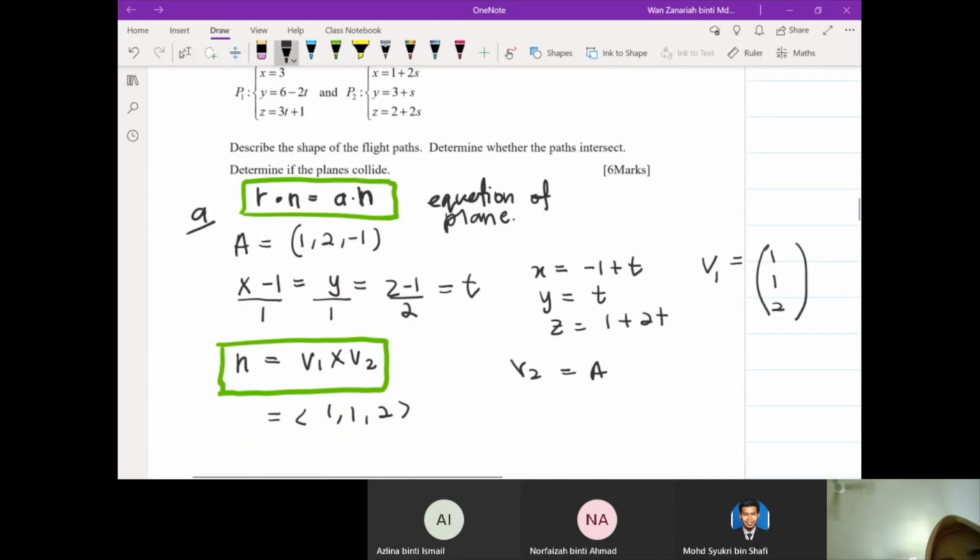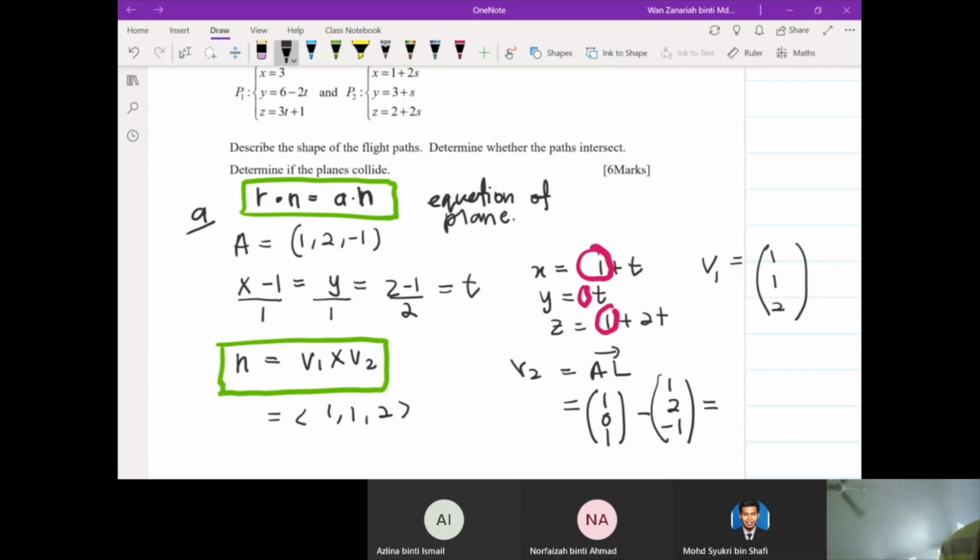Point A, let's say AL, where L is the point here, (-1, 0, 1). So AL is basically L minus A. Wait, this is not supposed to be negative, but positive, so (1, 0, 1). Okay, now it's correct. So now the vector is (1, 0, 1) minus (1, 2, -1). So we will get the direction vector AL as (0, -2, 2).